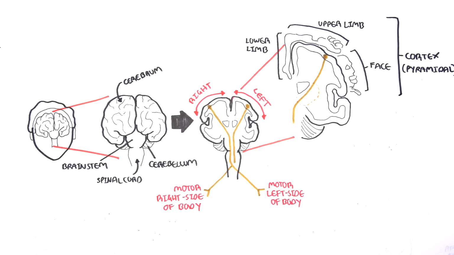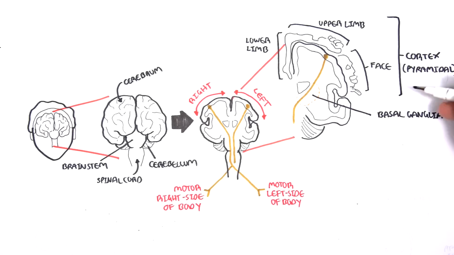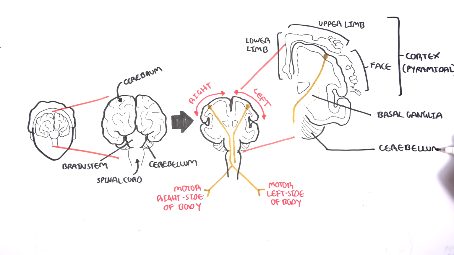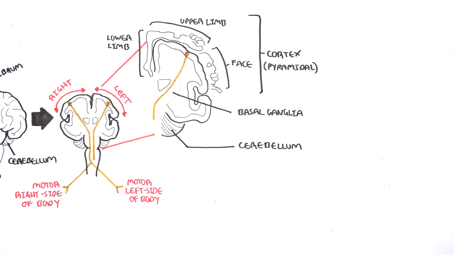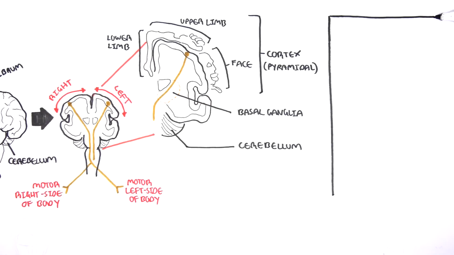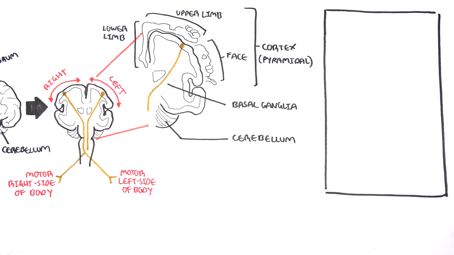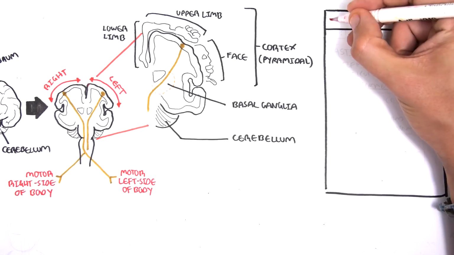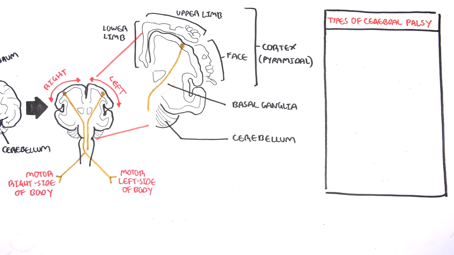Here we have the basal ganglia and cerebellum, which actually communicate with the voluntary neurons to help send coordinated learned movement patterns. The basal ganglia and cerebellum are your extrapyramidal structures because they are not under conscious control. The types of cerebral palsy can be separated, as we mentioned, into areas affecting one or more of these regions.